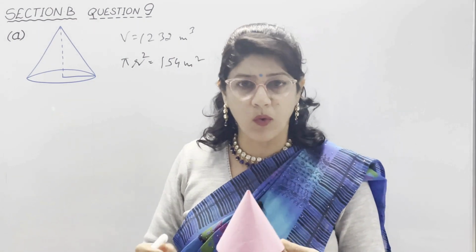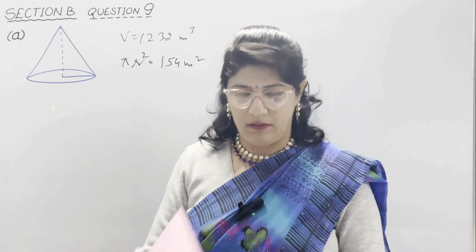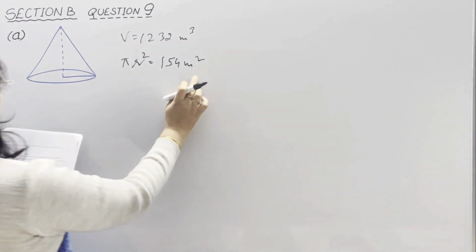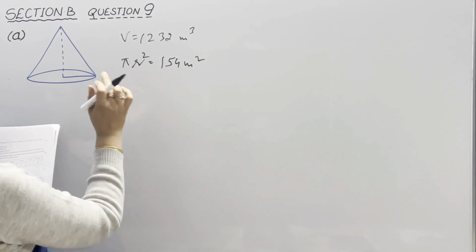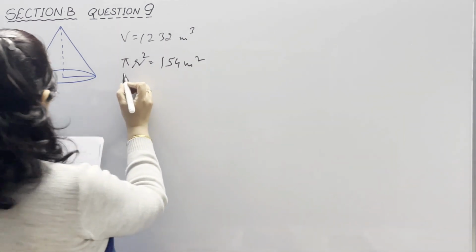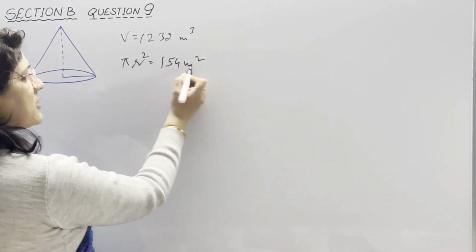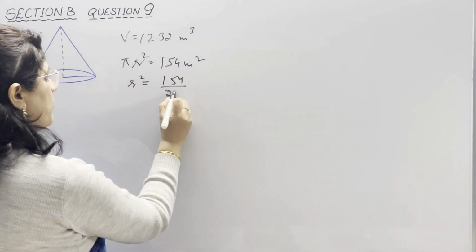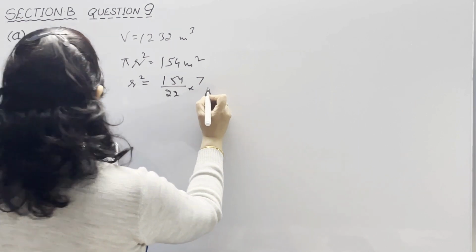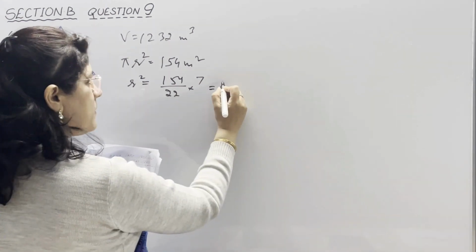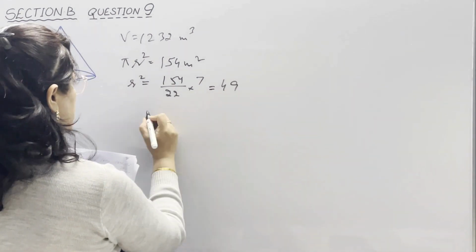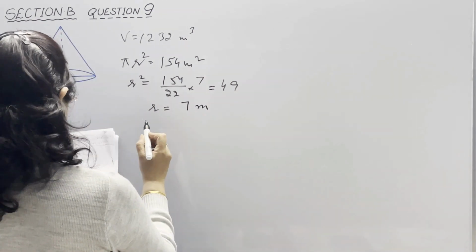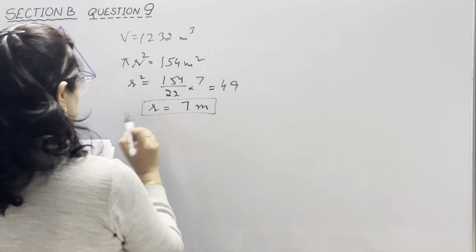Always when we use a cone, its base is circular. Top is conical but base is circular. So area of a base is pi r square. In the first part, we need to find the radius of the floor. For radius, pi r square is equal to 154. So r square is equal to 154 upon pi. It means 22 into 7, and the value comes out to be 49. So r square is equal to 49. It means r is equal to 7 meter. So first part, r is equal to 7 meter.